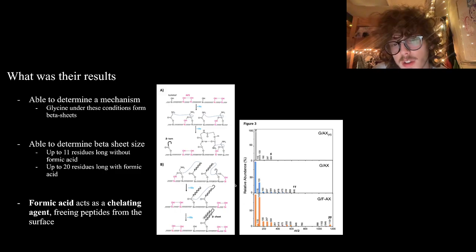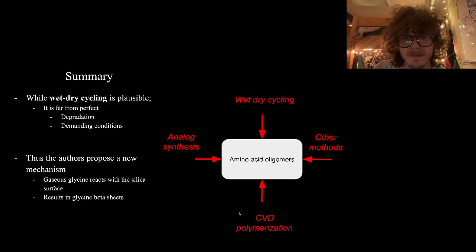Now, you'll also see formic acid used in the Formose reaction, specifically formaldehyde. So not quite formic acid, but I'm sure you can change it pretty easy. And again, that formic acid is very helpful. It's a chelating agent. It frees the peptides from the surface. So two kind of tidbits of information. We're getting these oligopeptides, but that formic acid is helping chelate it when it's done.